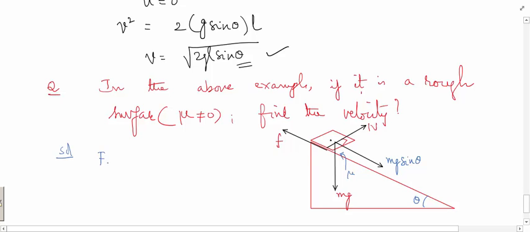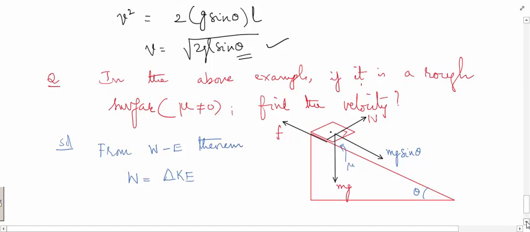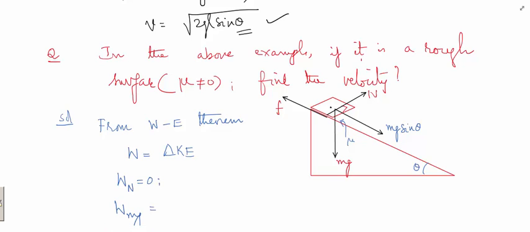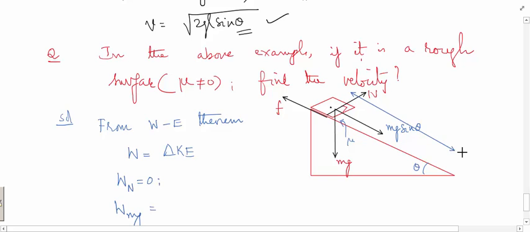Here from work energy theorem, we can say that work done is equal to delta K. This we know. Here how many forces are doing work? We already know that work done by normal force is 0, and only work done by gravity and work done by friction matter. So the component of force along the displacement is mg sin theta.